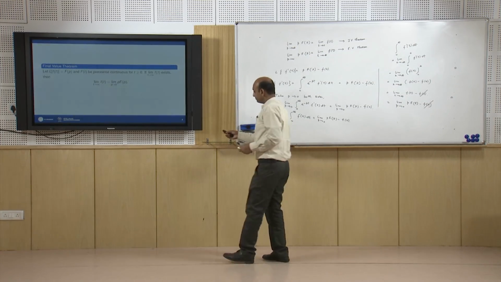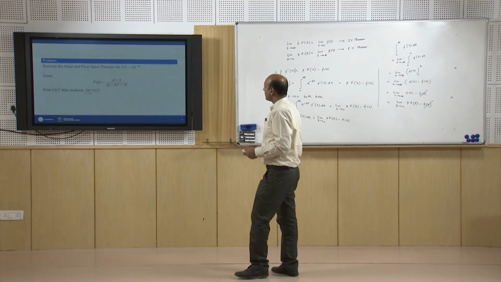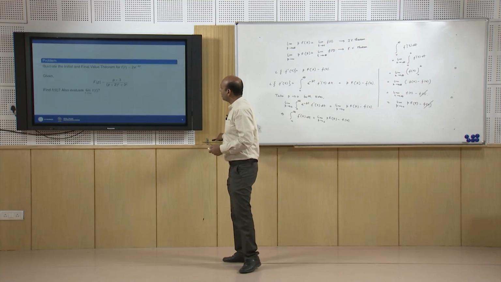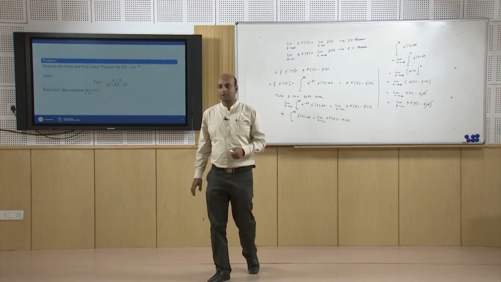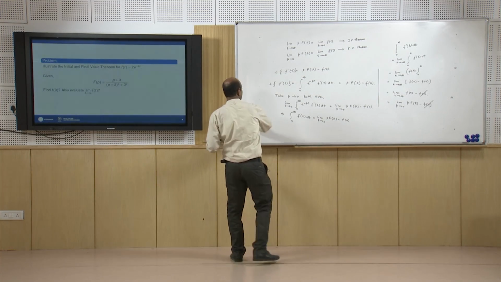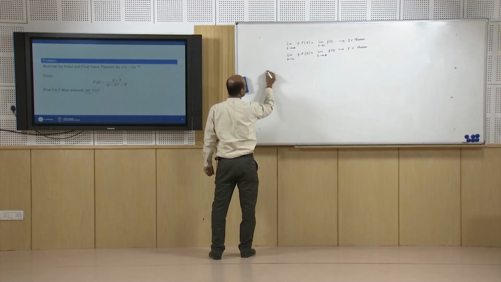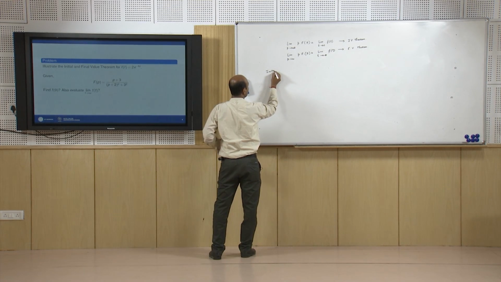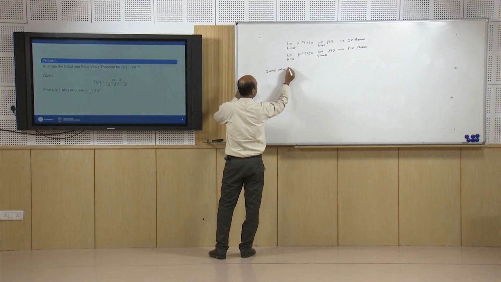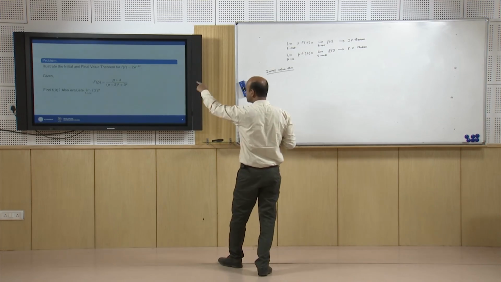Now let us see some of the problems based on initial and final value theorem. First of all, let us illustrate a simple example of f(t) equal to 2 e to the power minus 6t, using these two theorems. One can easily illustrate this. Suppose first is the initial value theorem. First, suppose you want to illustrate this theorem using this example.